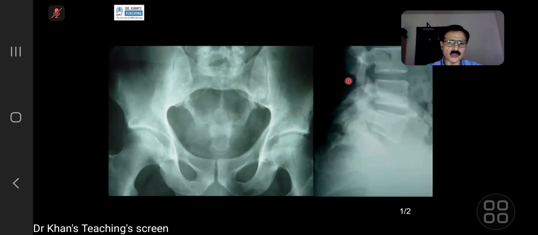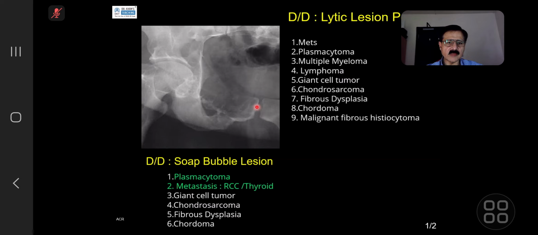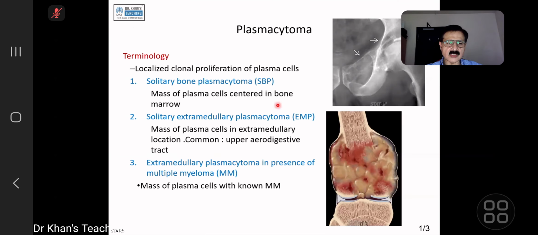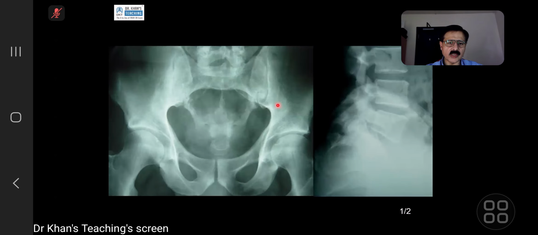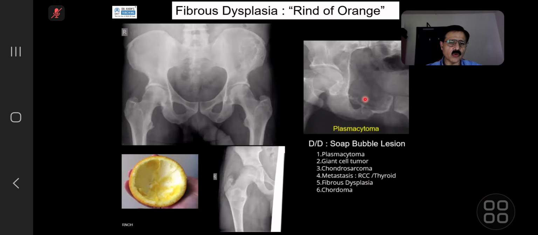Now, let me go back to your original plasmacytoma, which was this one. Now, look at the margin. You see there is no sclerosis there. When there is sclerosis, it means the lesion is not growing. It's taken as a sign of a less aggressive lesion, but it's more than that. If you look at this sclerosis, where I am pointing out, it is thick sclerosis. Thick is the word. And this is known as rind of orange appearance.